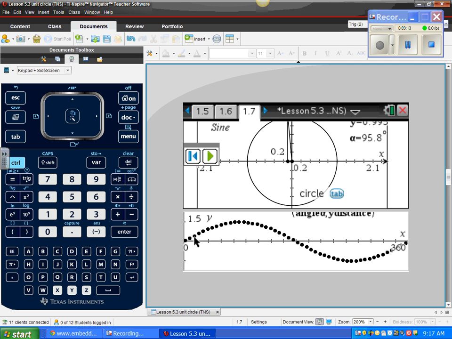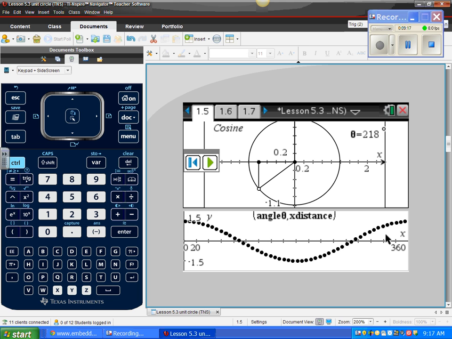Notice this kind of looks like a sideways S, and this one kind of looks like a sideways C. All sine and cosine are translations of one another. If I were to shift this over so that we started here, right, it would look like a sine curve. So it's just a translation of one to the other.